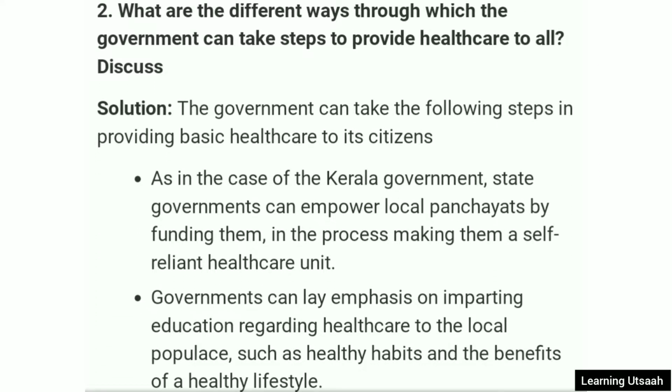What are the different ways through which the government can take steps to provide health care to all? Discuss. Solution. The government can take the following steps in providing basic health care to its citizens. First point, as in the case of the Kerala government, state governments can empower local panchayats by funding them, in the process making them a self-reliant healthcare unit.